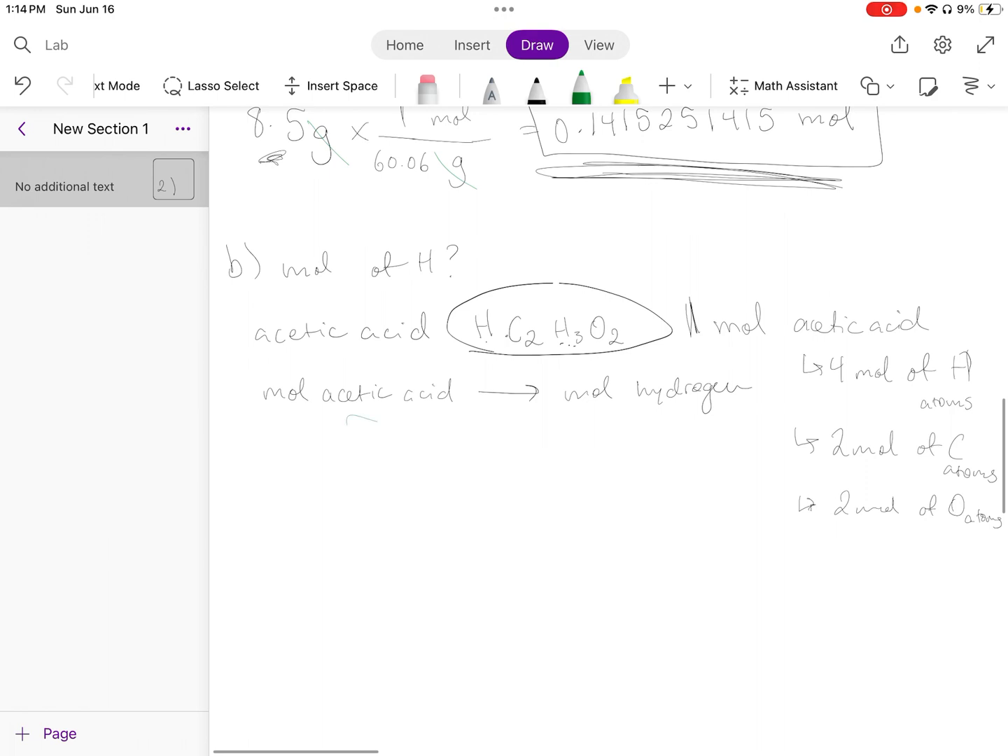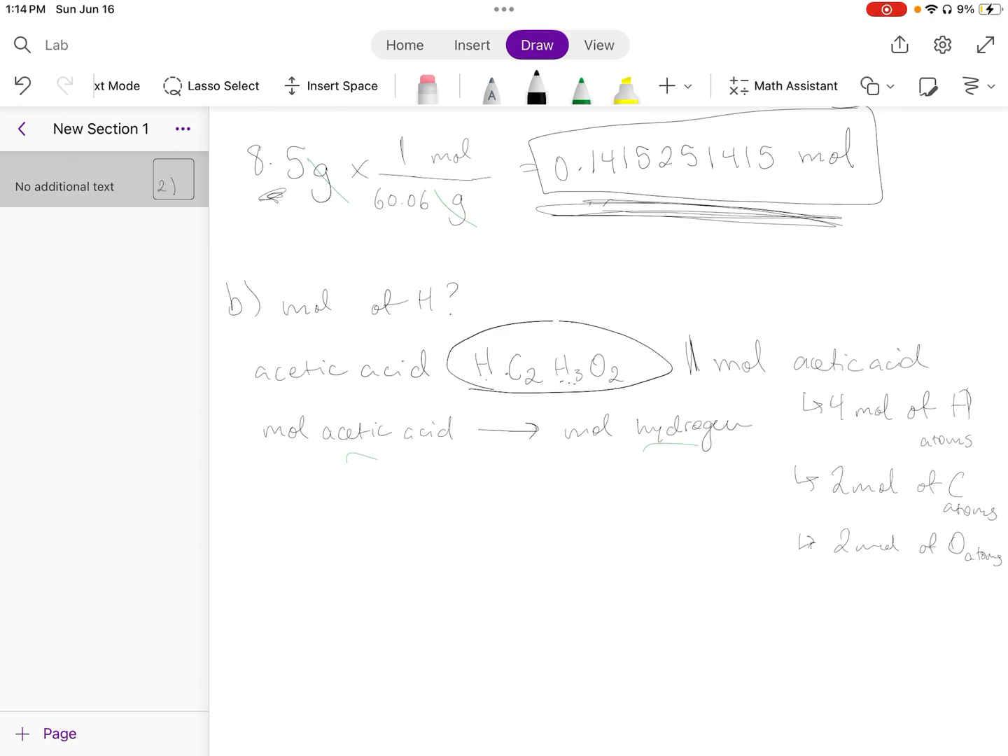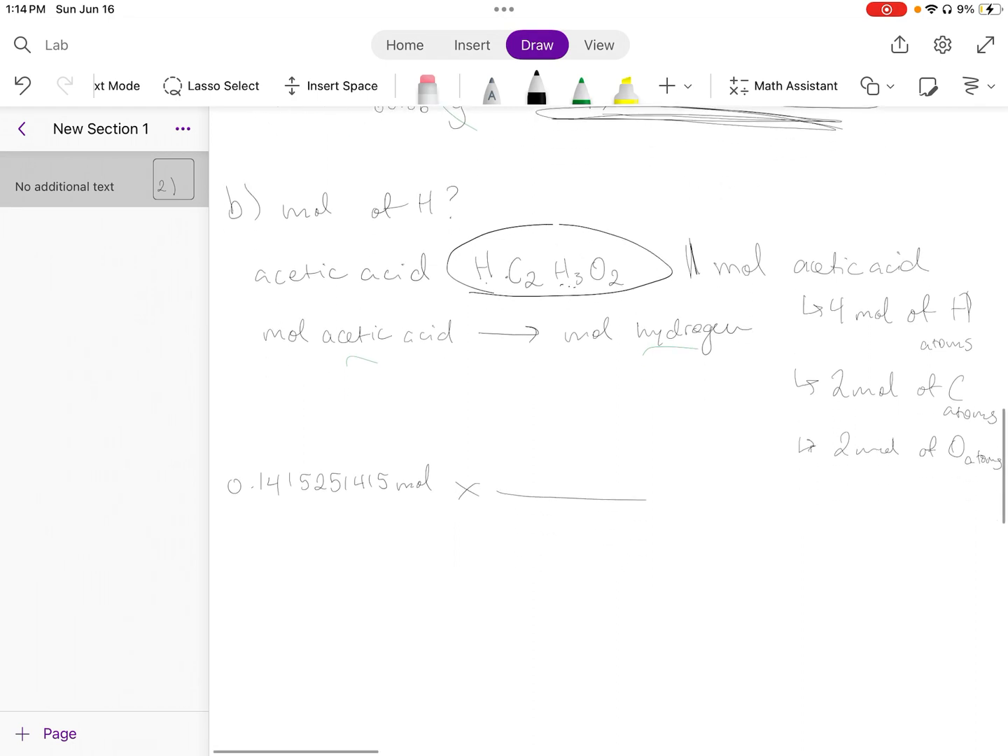Okay, so moles of acetic acid to moles of hydrogen. We know how to do that with our fractions. So we have that many moles of acetic acid and 8.5 grams, so that's good. We know that. And again, with our fractions, we don't want moles of acid, so we put that at the bottom so we can cancel them out. What do we want to be left with? We want to be left with moles of hydrogen.